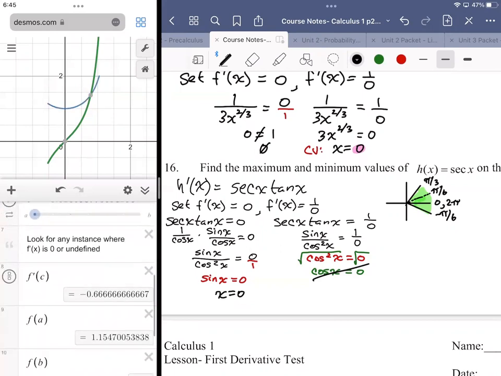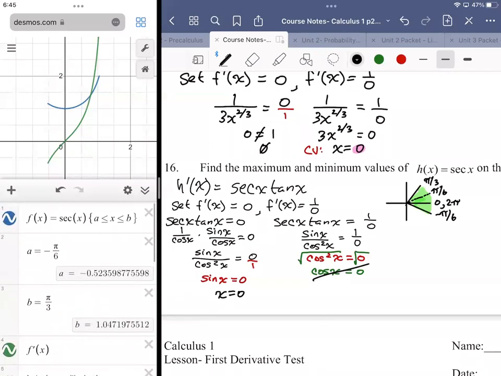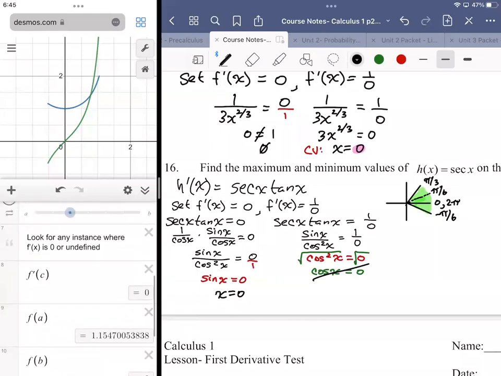But even if I didn't notice that, the process here tells me to look for any instance where f prime of x is equal to 0. So I'd slide my c value along until I see a 0 on this interval. I don't know where it is. Oh, there it is. That happens when the c value, f prime of c, is equal to 0. So that means f prime of 0 is equal to 0, over the relevant interval. So we have what we need based off of our analysis in Desmos.